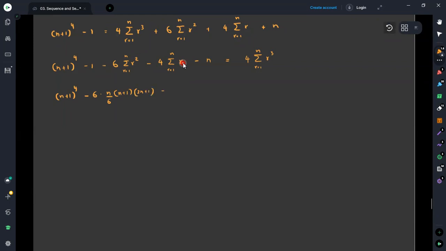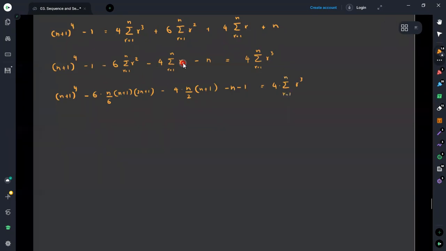Then the next quantity is minus 4 times the summation of the first n natural numbers. We will take it as n divided by 2 times (n plus 1). And here we can see minus n, and I have missed this minus 1, therefore I will write it here. And we can see the quantity on the right hand side of the equation as the summation of r cube, where r is going from 1 to n.